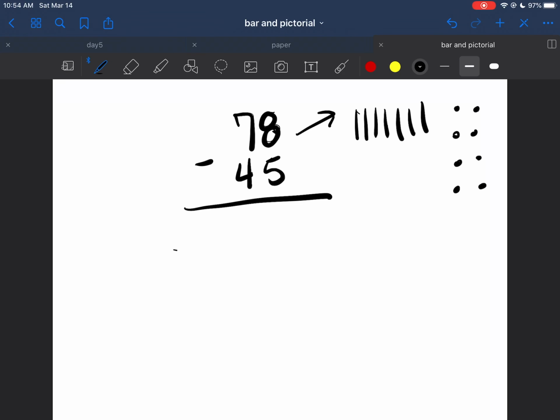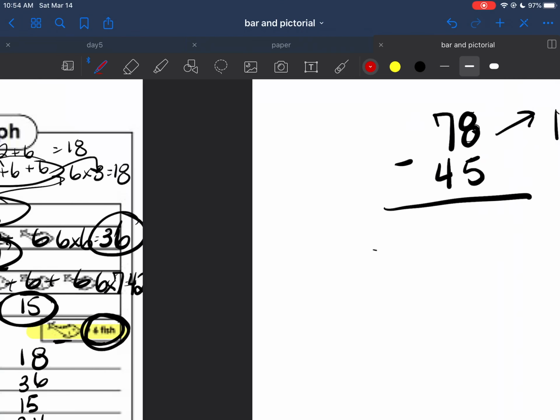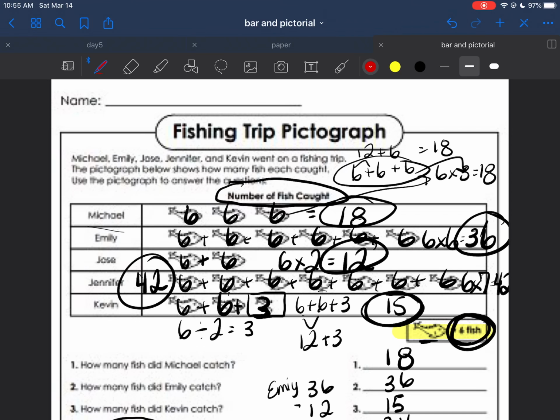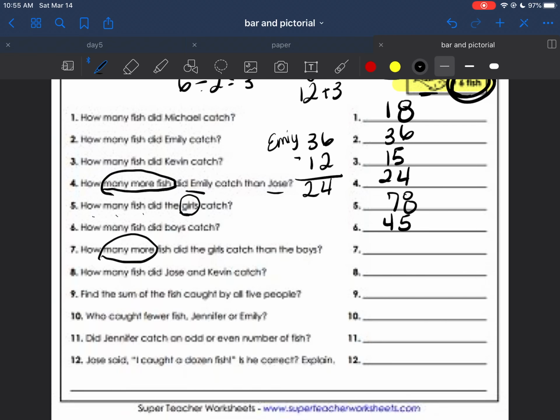What do I always take away first? My ones. I'm going to take away 5. 1, 2, 3, 4, 5. 3 is left. I'm going to take away 4 tens. 1, 2, 3, 4. 3 are left. My answer is 33. The girls caught 33 more fish than the boys.